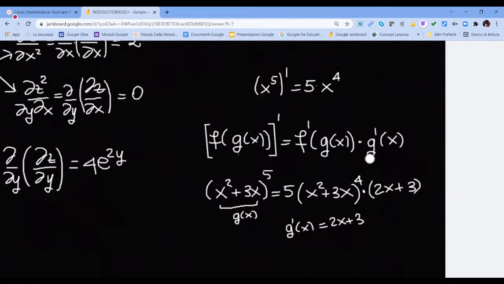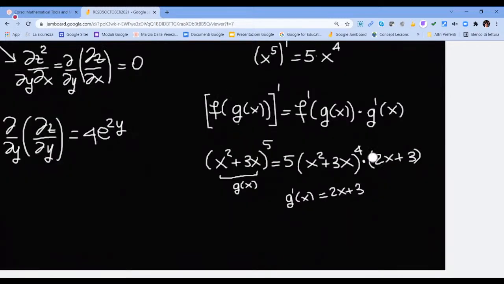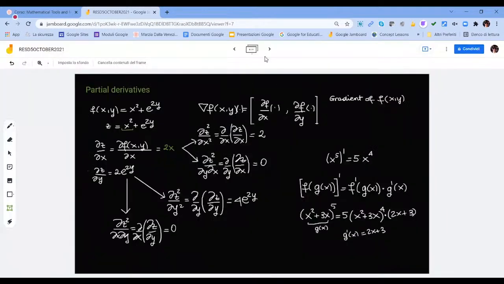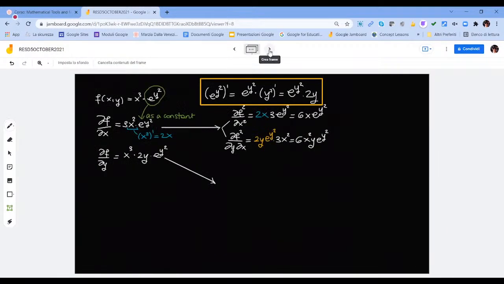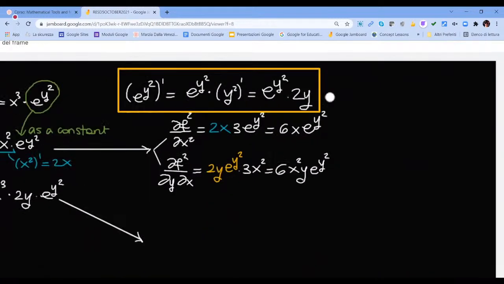Very often many people forget this part, but it is very important. So to do another example, let's return to our function. That means the exponential function. Okay, so what is this computation?